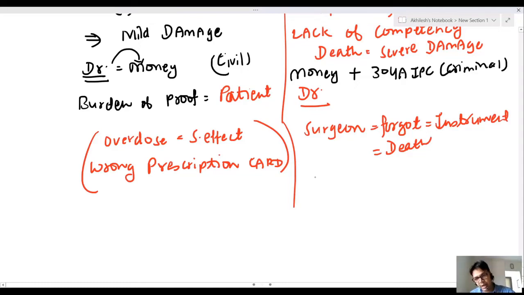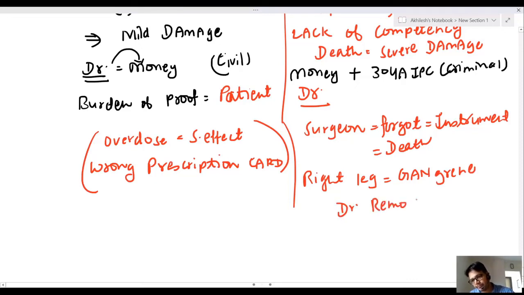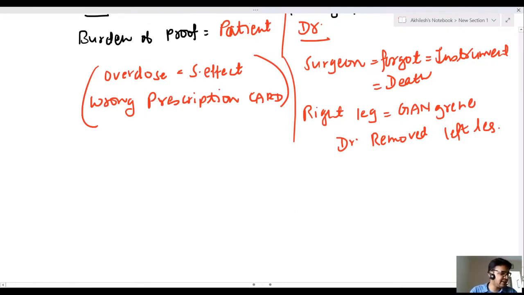Or you have right leg gangrene, but the doctor removed the left leg. Sir, these are two examples of criminal negligence, because there are chances of death and severe damage. A surgeon forgot an instrument in the body; right leg gangrene, doctor removed left leg. These are examples of criminal negligence.